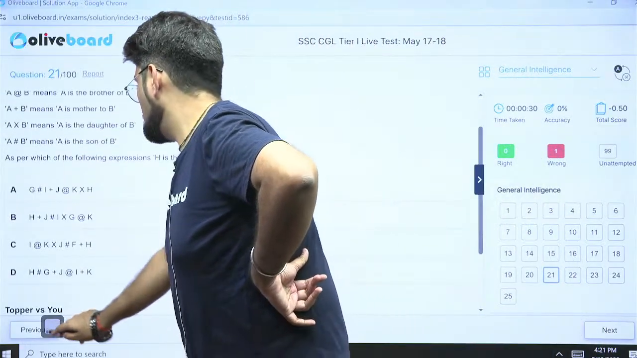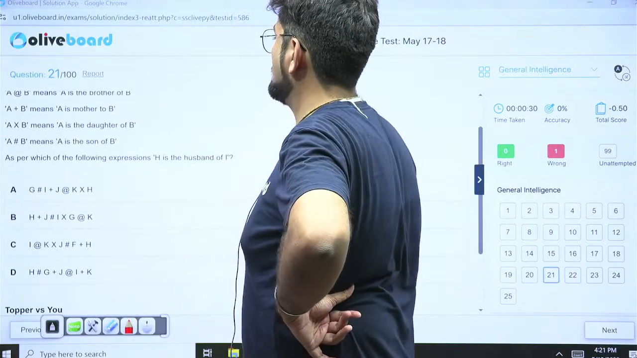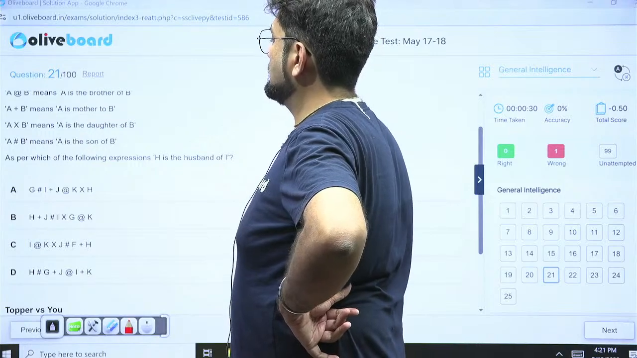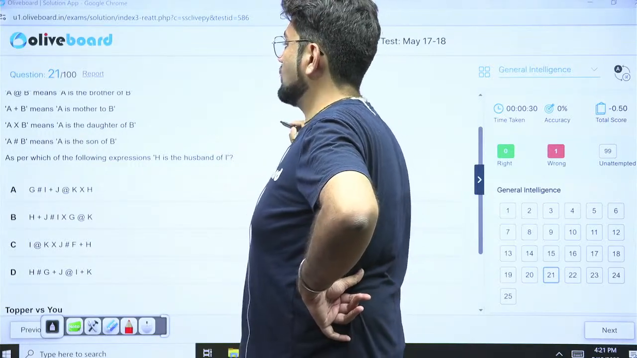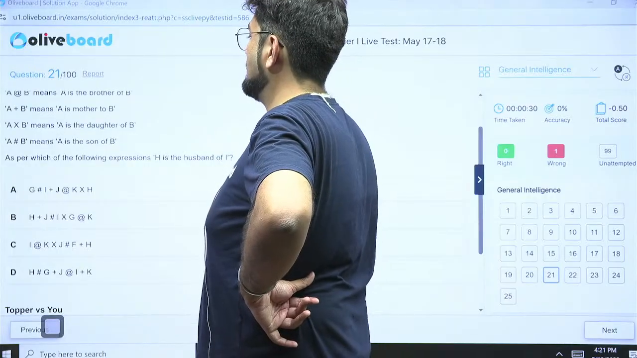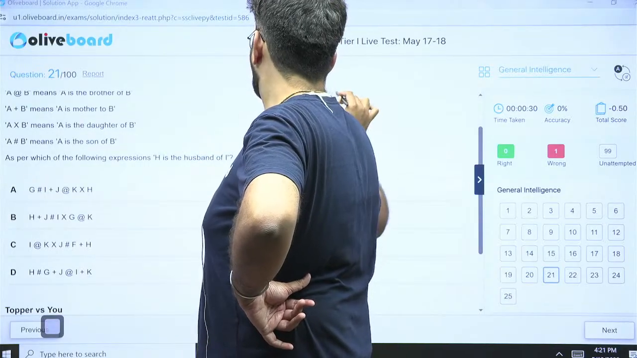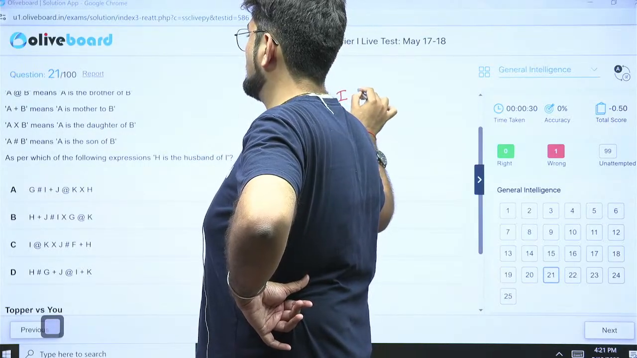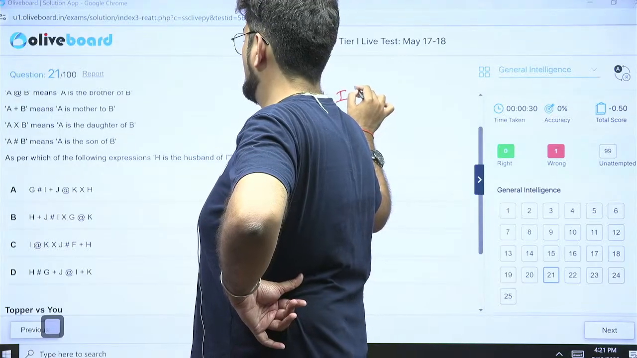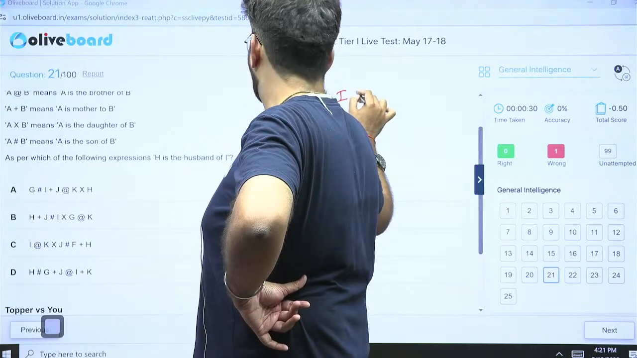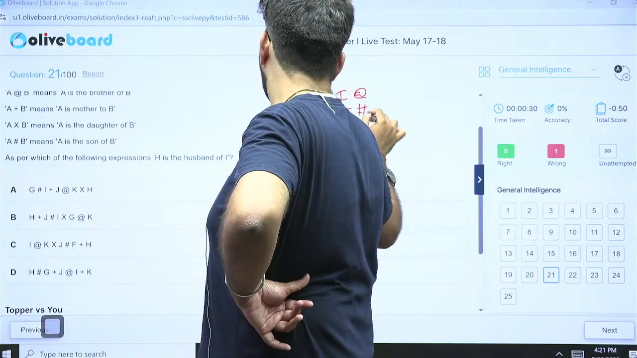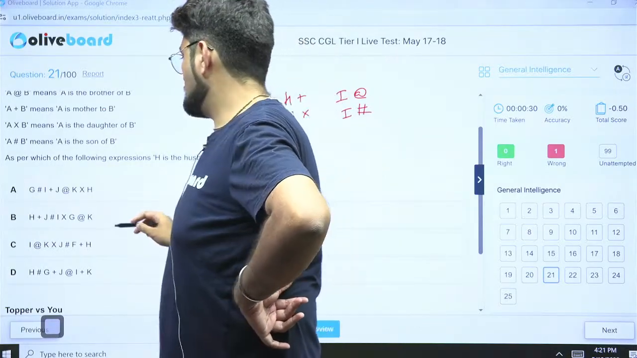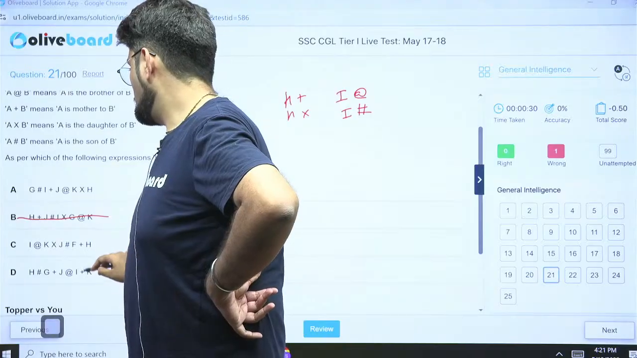Blood relations. Which of the following relation? H is the husband of I. Okay. So H has to be a male, not a female. So H cannot have plus and into after it. Similarly, I cannot have @ and hash after it. H plus or into, any options? H plus gone, H into no.